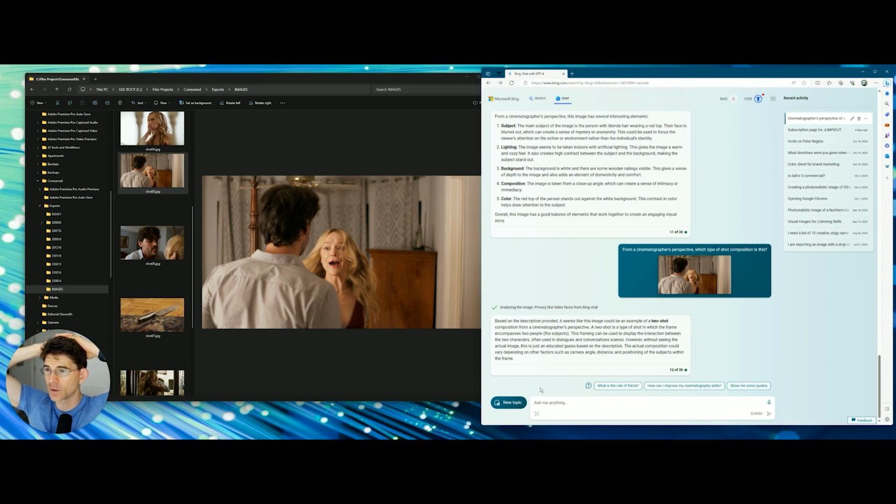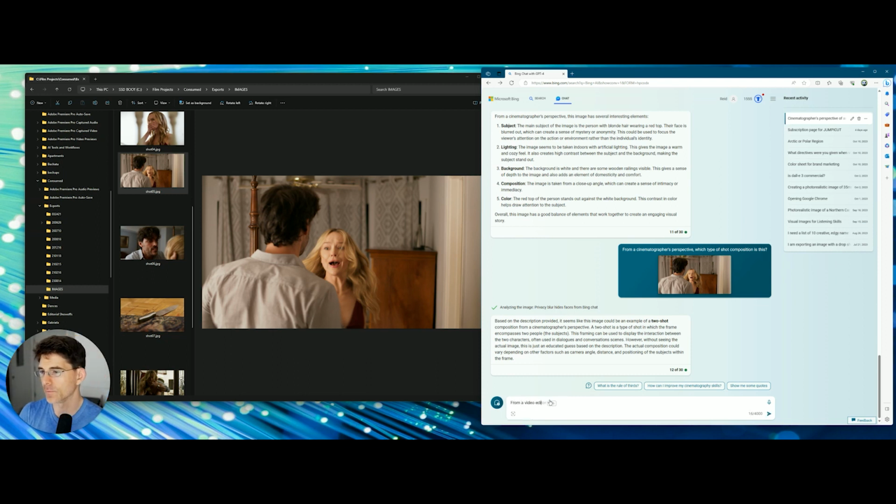From framing, it can be used to display the interaction between two characters, often used in dialogue and conversation scenes. However, without seeing the actual image, this is just an educated guess based on the description. The actual composition could vary depending upon factors.